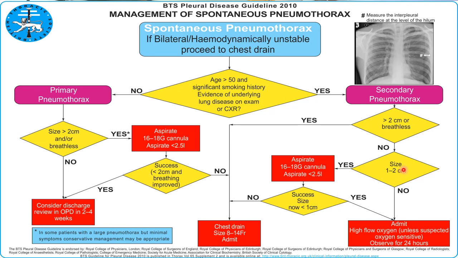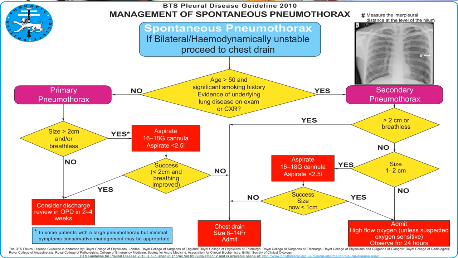If the size is less than 1 centimeter, we could consider admitting the patient on high flow oxygen, unless there is a problem like a COPD patient, and observe for 24 hours and then reassess. So what can we conclude from here? That the secondary pneumothorax should be admitted in the hospital. You can't discharge a patient with a secondary pneumothorax. Whatever you do, you will admit for observation, or they already have a drain.